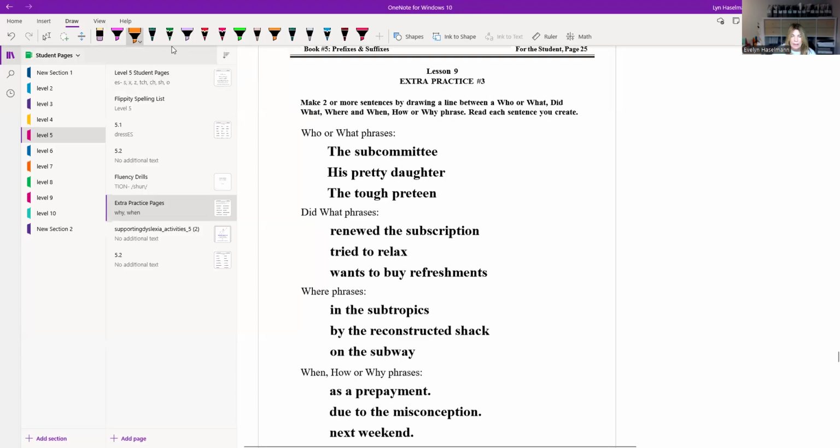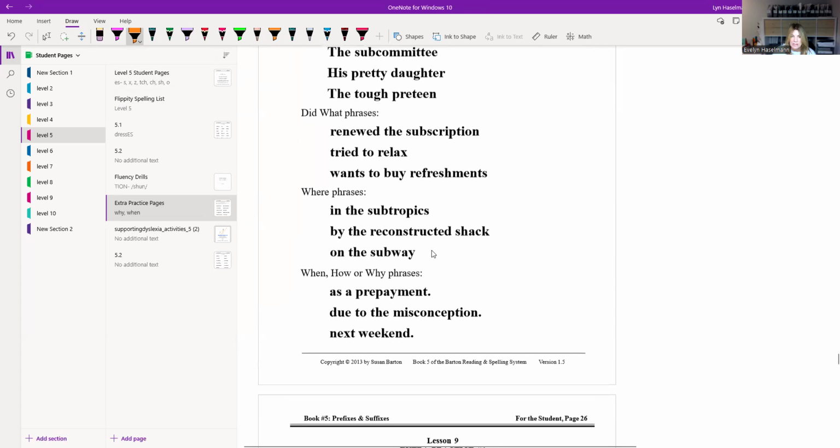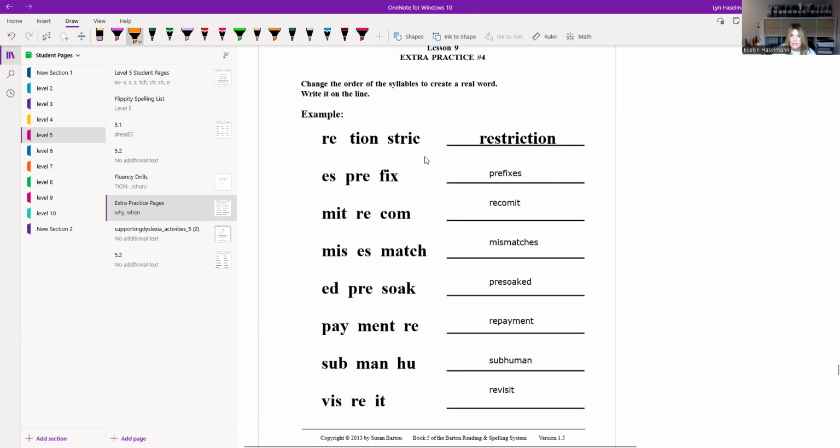Okay, so the first one is just going to be making some phrases or making some sentences together. The second one, I went ahead and filled that out for you. So change the order of the syllables to create a real word, then write it on the line. So I think I have all of those done for you. You can take a screenshot if you want.